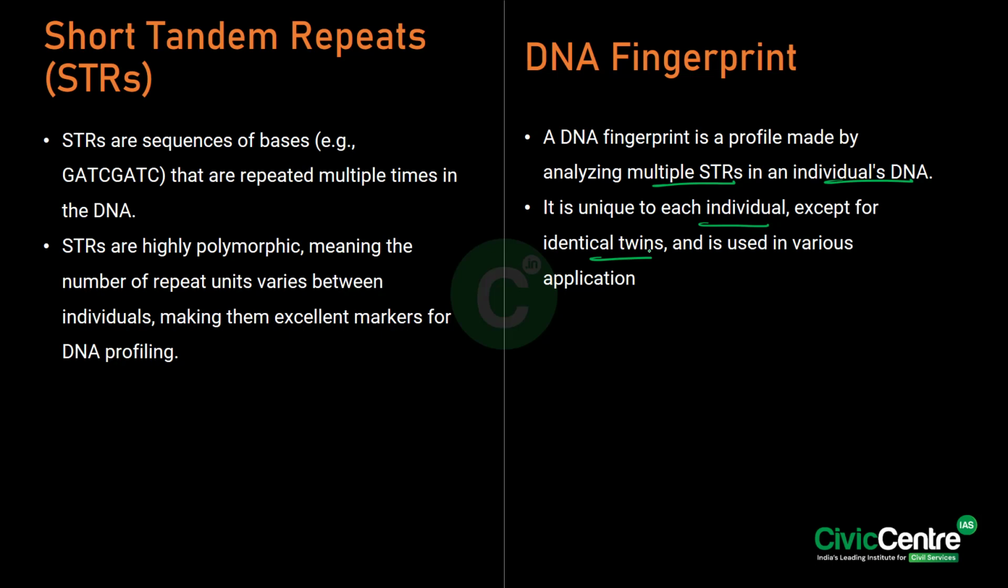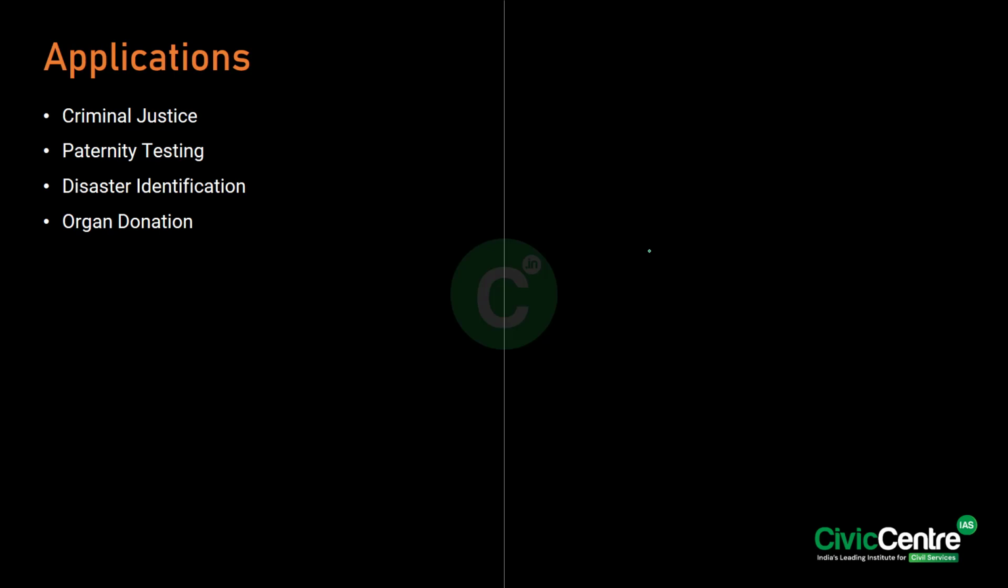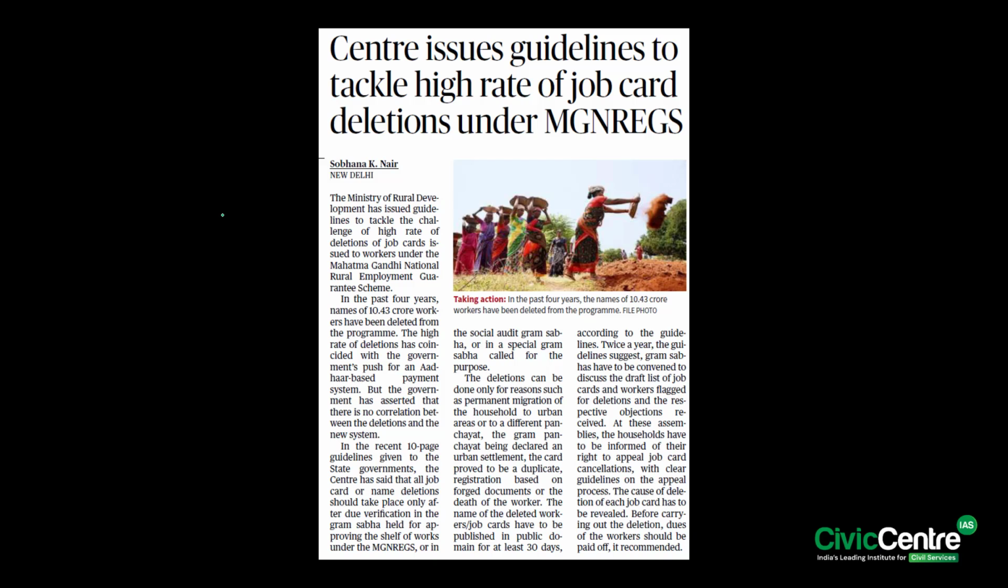So we have various applications with respect to DNA fingerprinting, like in the criminal justice system, to identify suspects or exonerate innocent people. Then paternity testing, to establish parent-child relationships, disaster identification, to identify victims from disasters, and lastly, organ donation, to exclude incompatible organ donors.